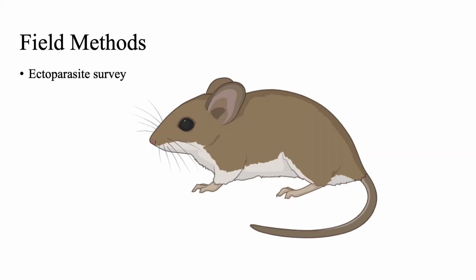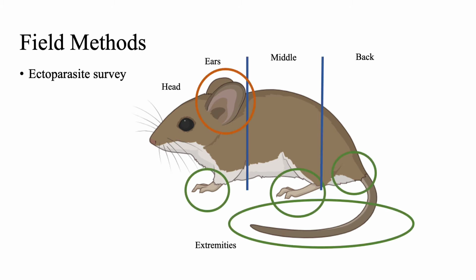While collecting ectoparasites, I also surveyed where on the host body they were found. I divided where I found ectoparasites into 5 separate attachment sites: the head, the ears, the middle of the body, the posterior or back of the body, and extremities. And for extremities, I included forelimbs, hind limbs, genital area, and the tail altogether.